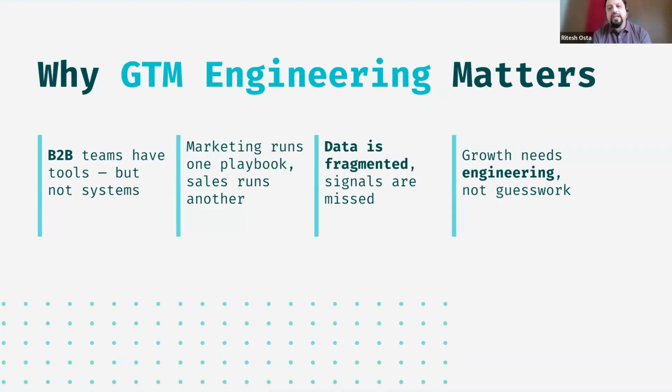Data is fragmented. Data is now spread across many different systems. Data is there in the CRM, the CDPs, the data warehouses, the product analytics, the web analytics. I mean, data is everywhere, and people are working within their own data. They don't know what's going on with the other systems' data. So the data is fragmented, and the signals are being missed. Right, the important signals and inputs are being missed by different teams. And growth needs engineering, not guesswork, right?